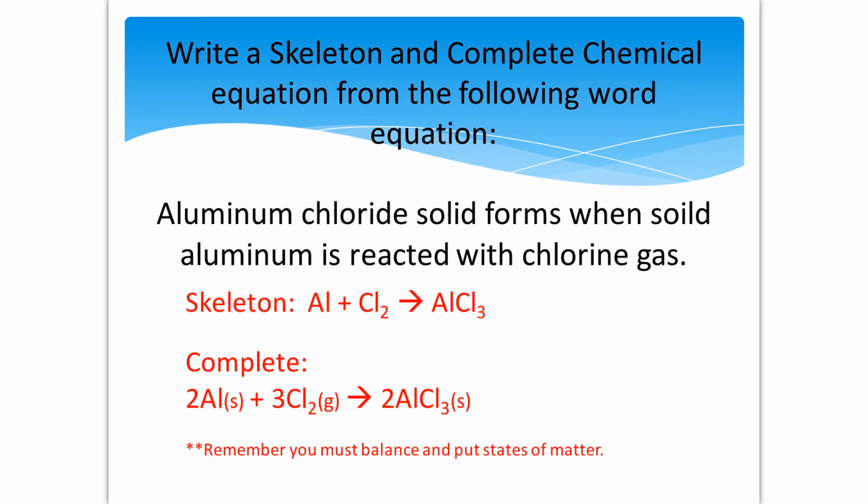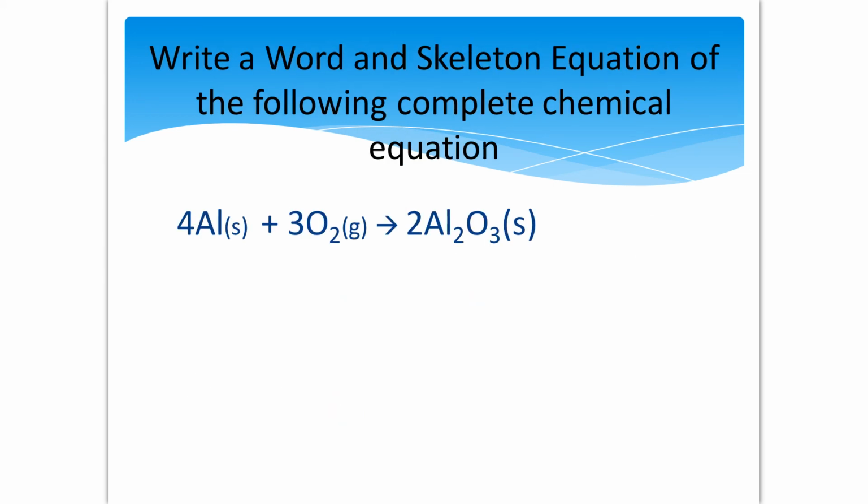And then here's the complete answers with a little bit cleaner notes. Notice the skeleton, it's not balanced and there's no states of matter. But in the complete one, I have states of matter and it's balanced. So we just went over how it's easy to write a word and skeleton equation from a balanced equation. Now, we're just going to write the skeleton one on here, and then I'm going to flip over to the next slide to show you the words one.